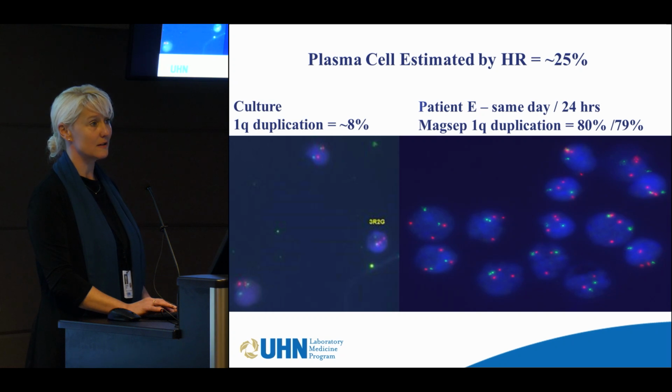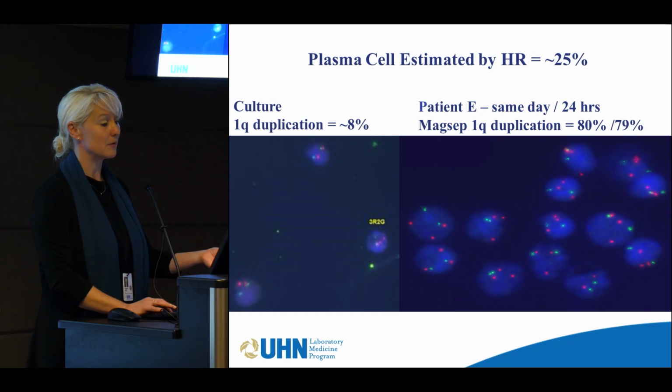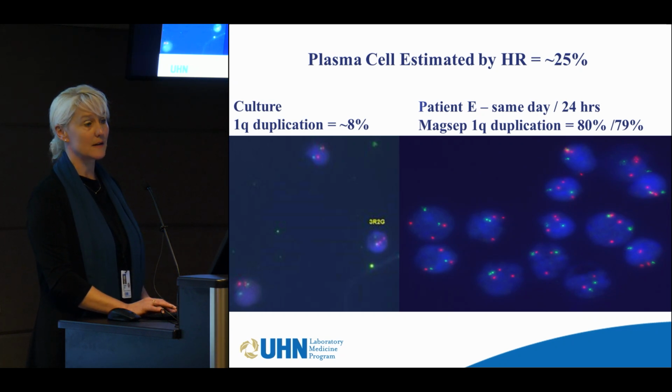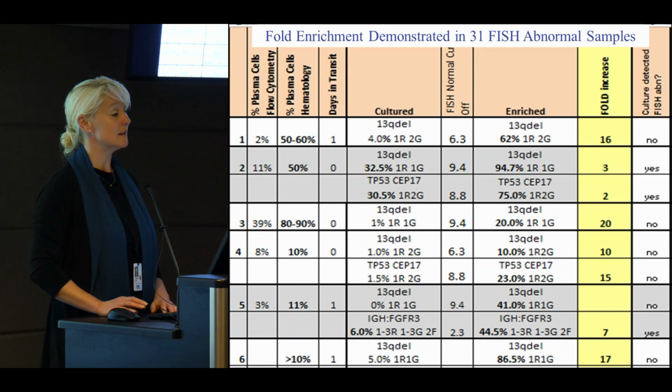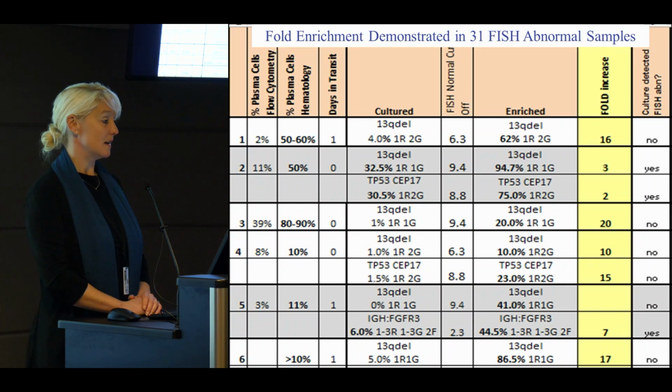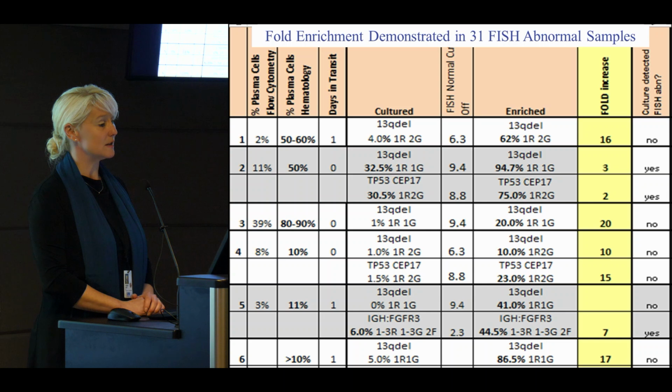1q duplication is a high risk factor in these patients, and in the culture we did detect it, but only at 8% versus 80% in the magnetically cell sorted sample. So quite exciting data. So we did demonstrate fold enrichment in 31 FISH abnormal cases.